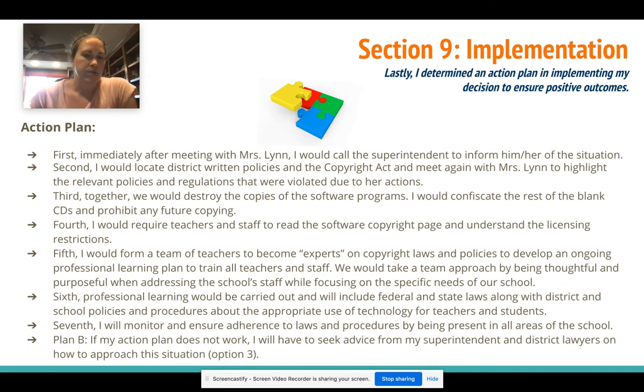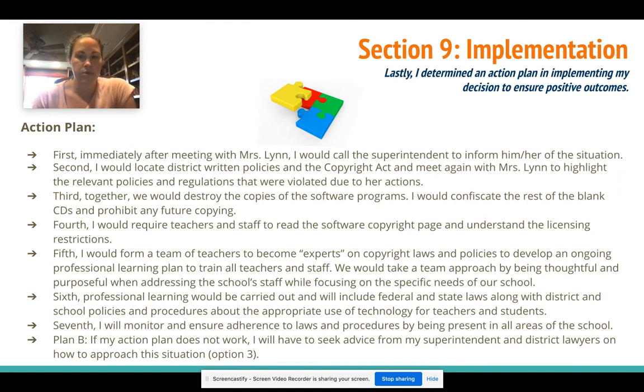Third, together we would destroy the copies of the software programs. I would confiscate the rest of the blank CDs and prohibit any future copying. Fourth, I would require teachers and staff to read the software copyright page and understand the licensing restrictions. Fifth, I would form a team of teachers to become experts on copyright laws and policies to develop an ongoing professional learning plan to train all teachers and staff, and they would do that with me.